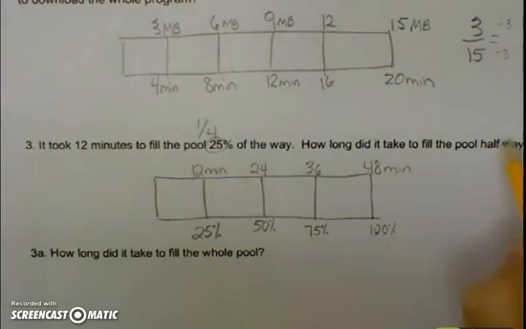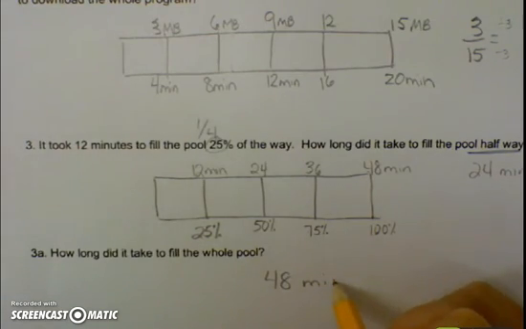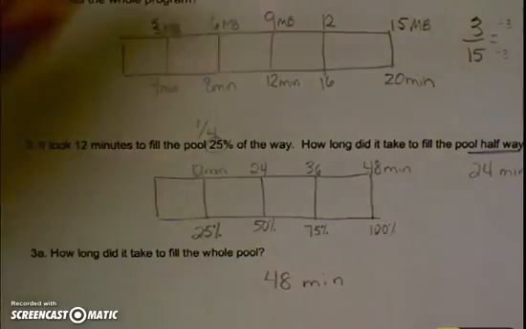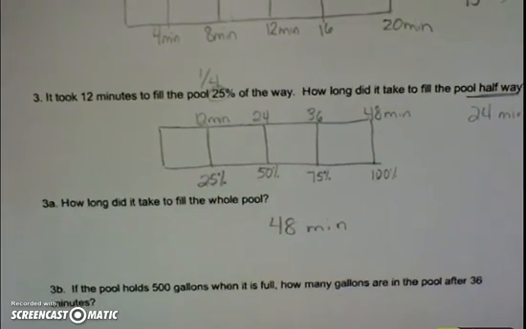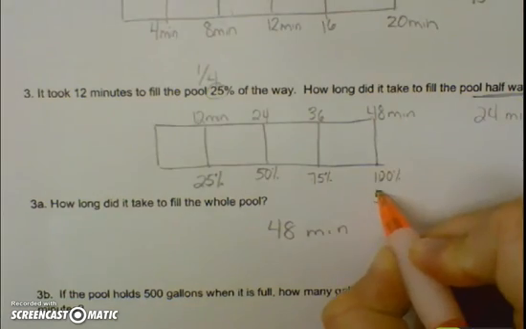How long did it take to fill the pool halfway? It took 24 minutes, as you can see from our model. How long did it take to fill the whole pool? We can see 48 minutes from our model. And the very, very last question is the tricky one. If the pool holds 500 gallons of water when it's full, how many gallons are in the pool after 36 minutes? So when it's all the way filled to the tippy top, it holds 500 gallons.